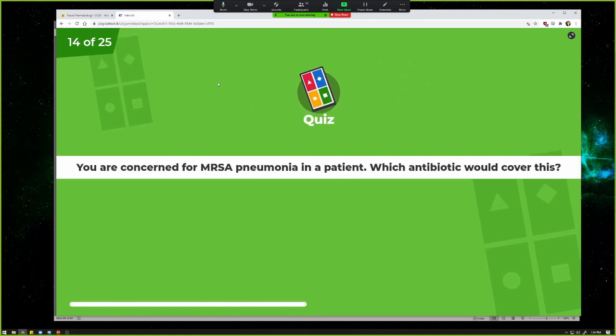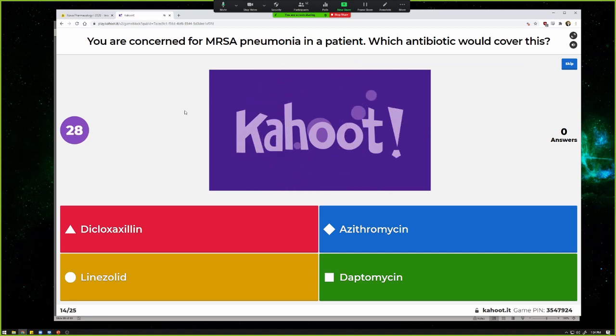So you're concerned for MRSA pneumonia in a patient. Which antibiotic would cover this? You have dicloxacillin, azithromycin, linezolid, or daptomycin.